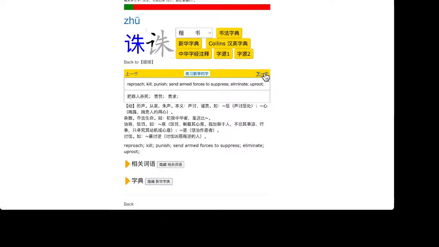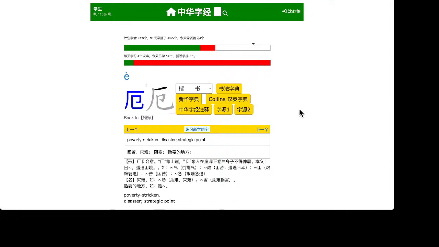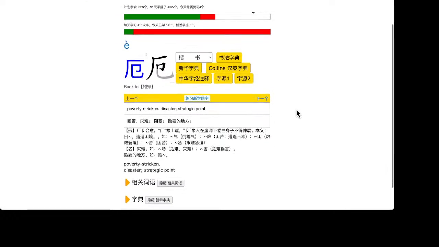So next one. 饿 originally meant poverty stricken, and then extended to mean disaster, a very bad situation. It also means a strategic point, a very, very important strategic point, called 饿.